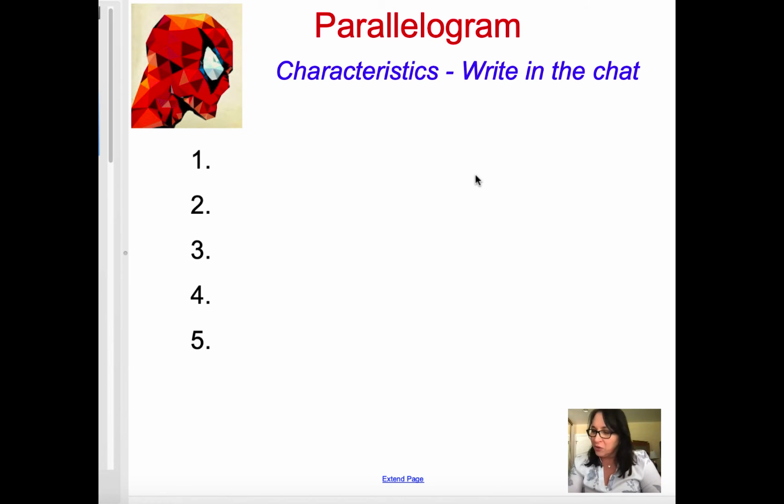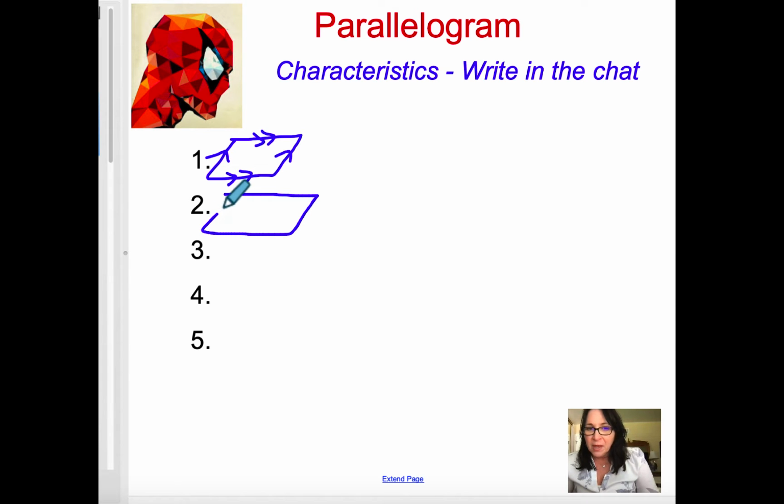One of the first things we're going to do is just basically review the characteristics of a parallelogram. Number one, one of the things that you should know is that in a parallelogram, both pairs of opposite sides are parallel. So both pairs of opposite sides are parallel. Additionally, another characteristic is both pairs of opposite sides are congruent.